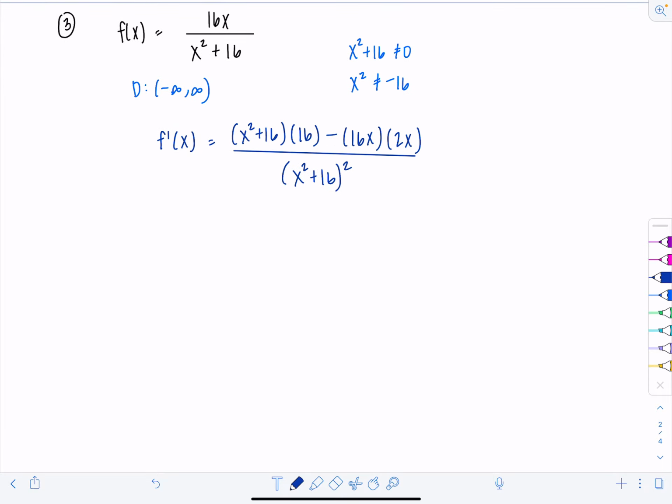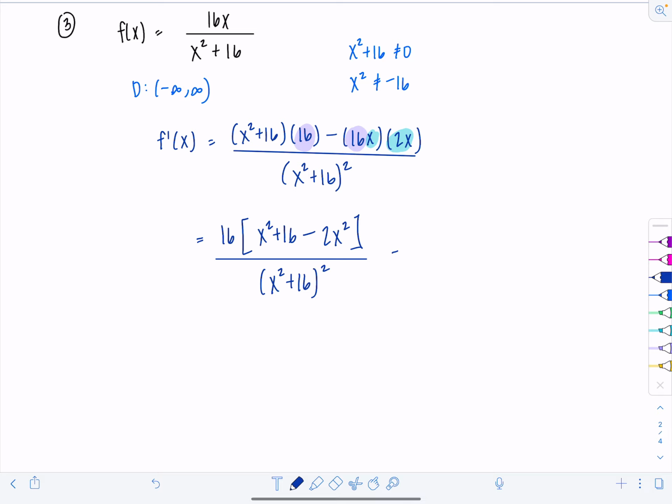Okay, good. Now let's see here. You have a couple options. You could multiply everything out in the numerator, but I tend to try to factor first because it makes life a lot easier. See how I can take a 16 out of both these terms? Well, then do it, okay? I'm going to take out a 16, and then I just have x squared plus 16 minus, look what's left over in that second term, just a 2x squared. My goodness. Over x squared plus 16 squared.